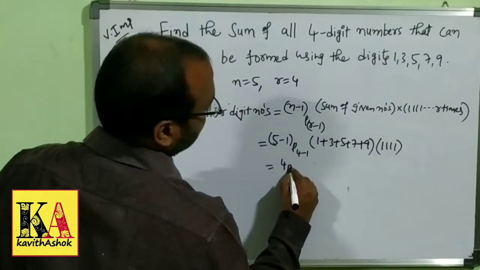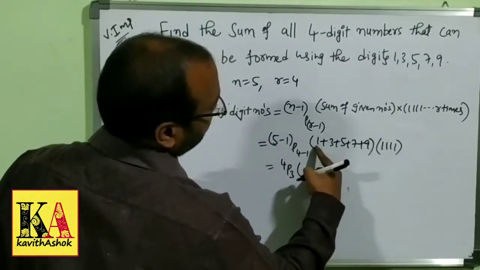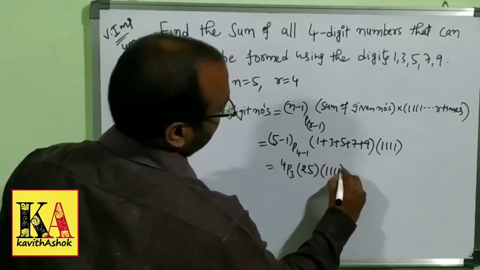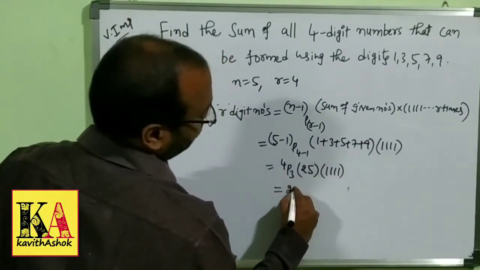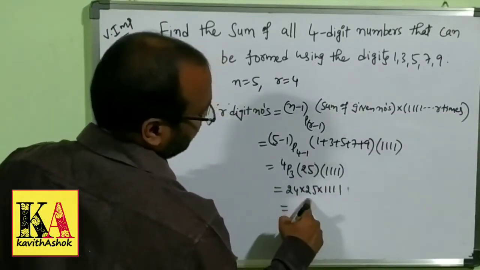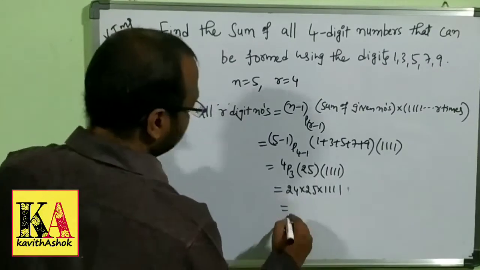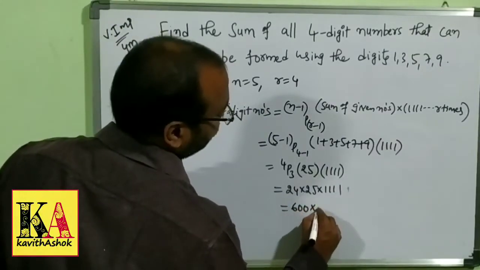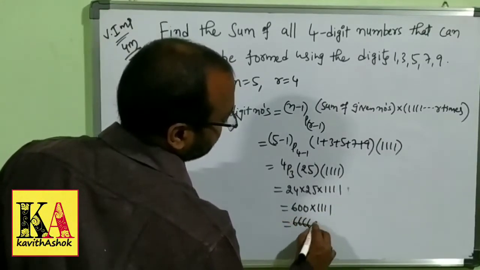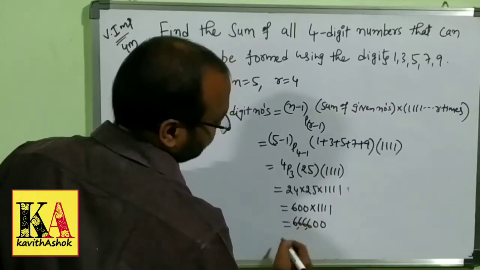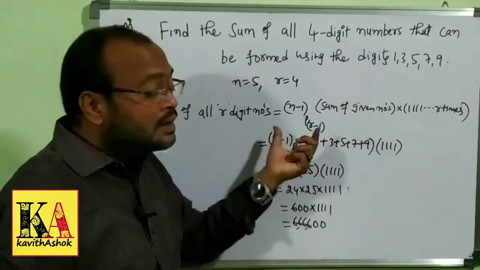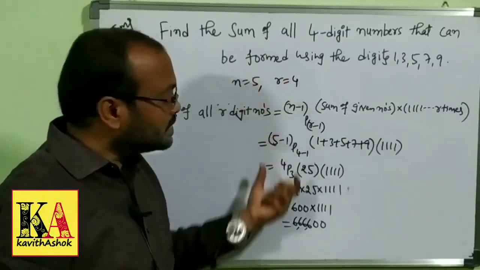This is 4p3. 9, 10, 13, 18, 25. 1, 1, 1, 1. 4p3 is nothing but 24 into 25 into 1, 1, 1, 1. 25 times 24 is 600, into 1, 1, 1, 1. 6 ones are 6, 6 ones are 6, 6 ones are 6, and 00. So 6,66,600. So by using the formula, we can solve this problem.